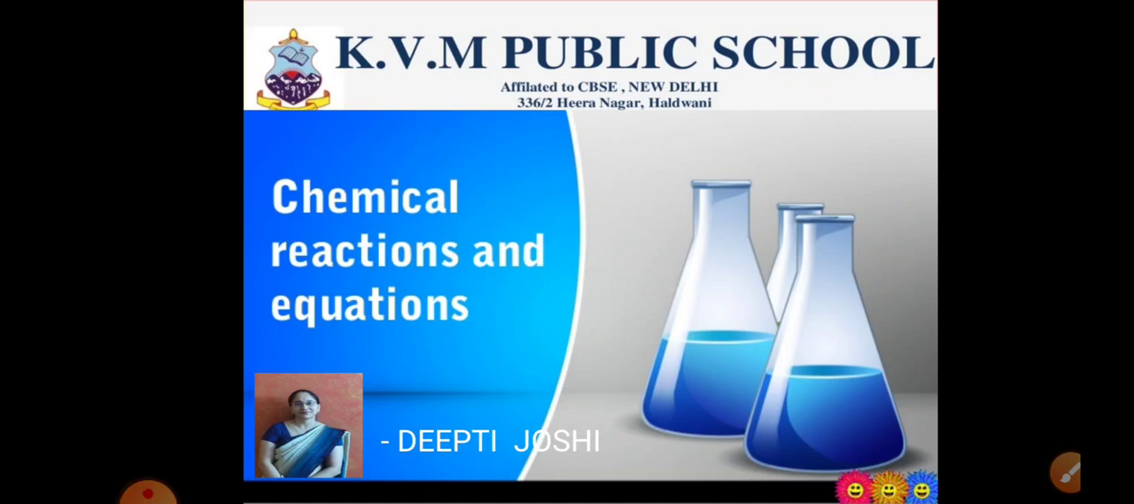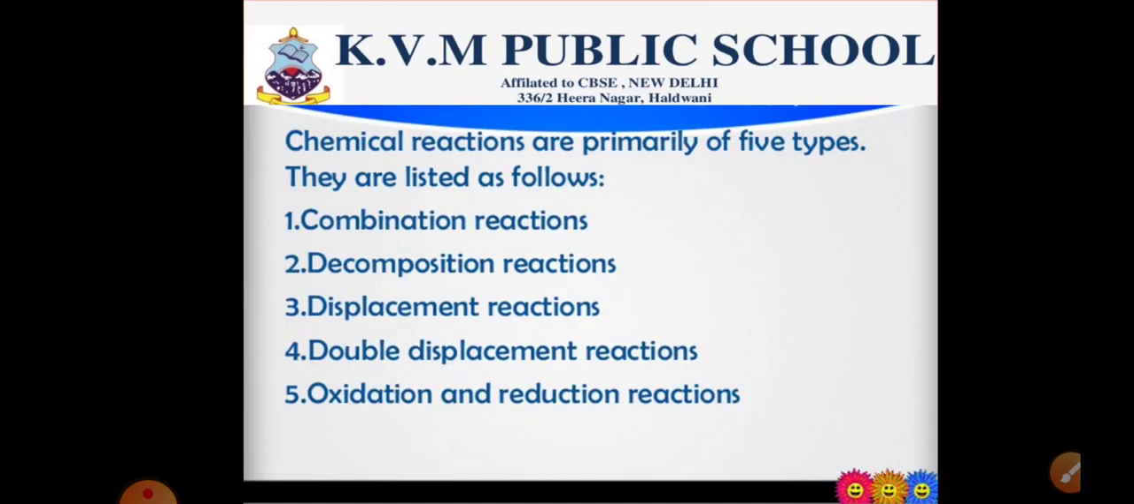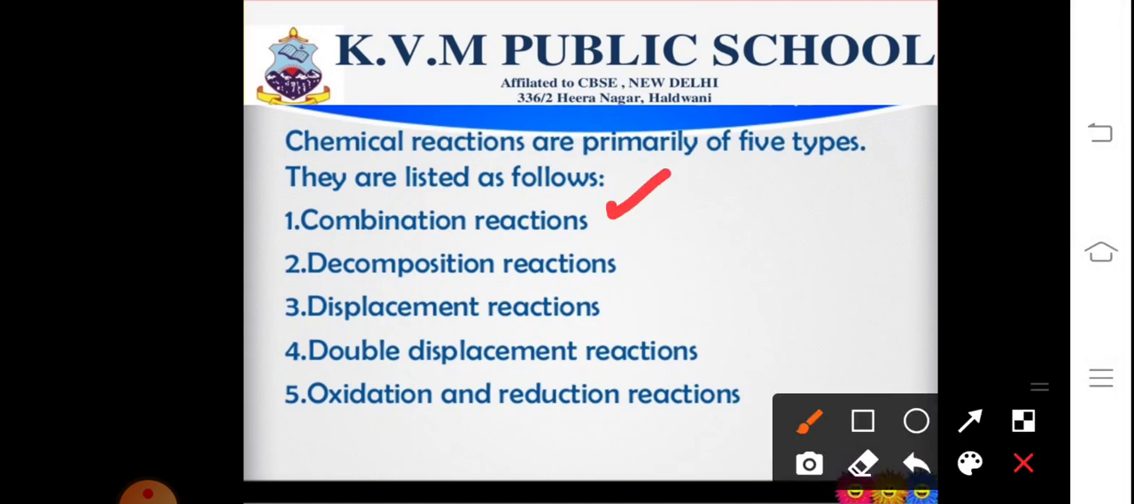In this module, we'll be continuing with our ongoing chapter of chemistry, chapter 1, chemical reactions and equations. In this module, we'll be basically discussing the types of chemical reaction. Chemical reactions basically comprise the following 5 types: combination reaction, decomposition reaction, displacement reaction, single and double displacement reactions, and then oxidation and reduction reactions.